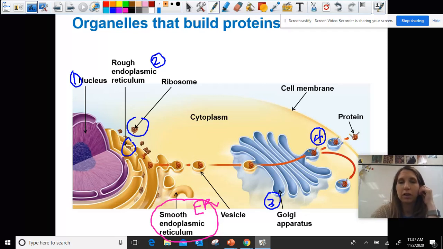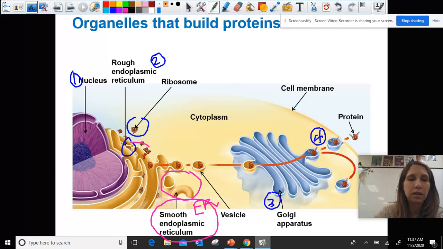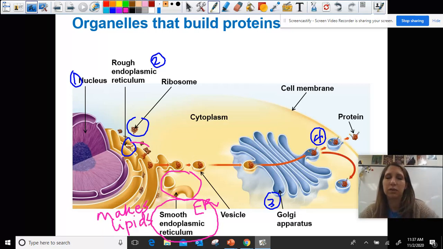So the smooth ER, notice what it looks like here compared to what we saw in the rough ER. There's no bumps or dots. That's why we call one smooth and one rough. But with the smooth ER, its job is completely different. It's also responsible for making things, but it makes lipids. So it's going to make triglycerides. It's going to make phospholipids. It can even help to make cholesterol and things like steroids from those cholesterol precursors.